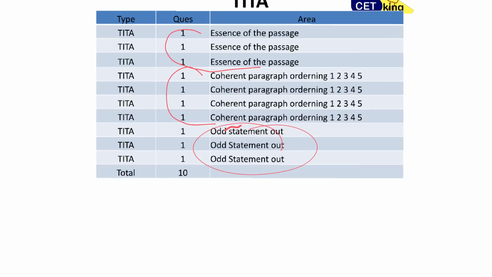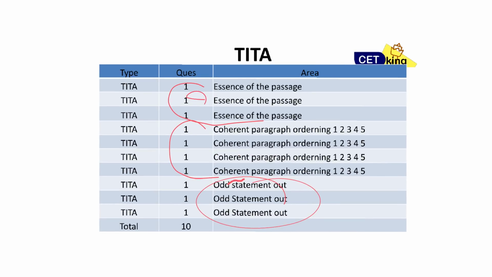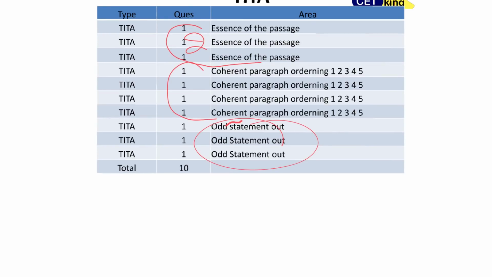So for odd man out, there are 5 statements given to you. 4 are coherent, and 1 statement is out of sync with them. You have to identify that statement. So this is something we need to work on. That's change number 2, the essence of the passage. And the number 3 thing you can see is the odd man out questions. So we need to work on that.